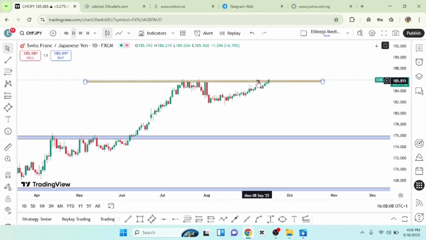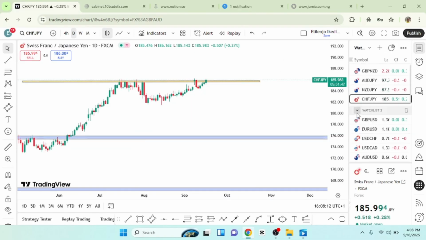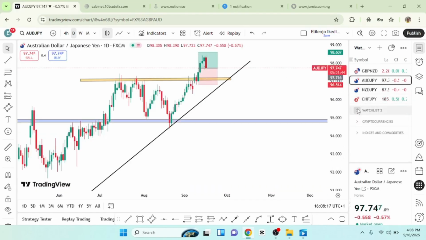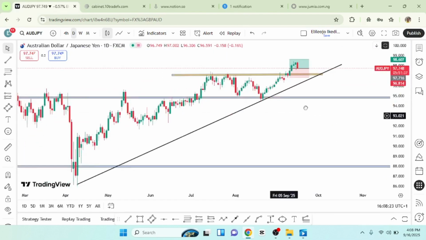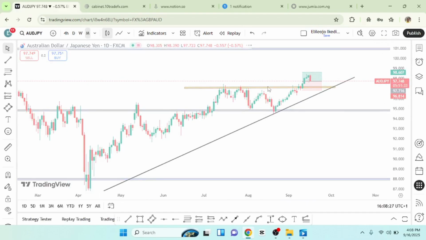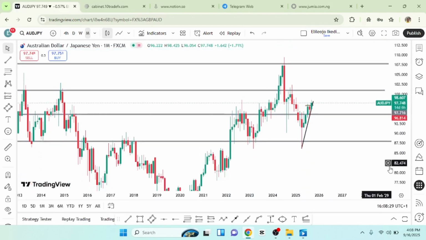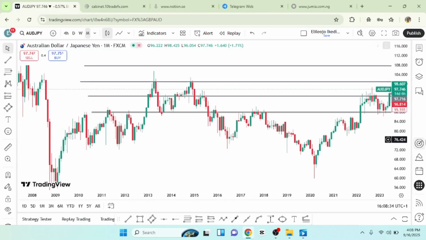Okay? So let's switch now to another page. Let's take AUDJPY. Now what's the first thing? Let's go to our monthly time frame. Remember, always start drawing your support and resistance levels from the monthly time frame.